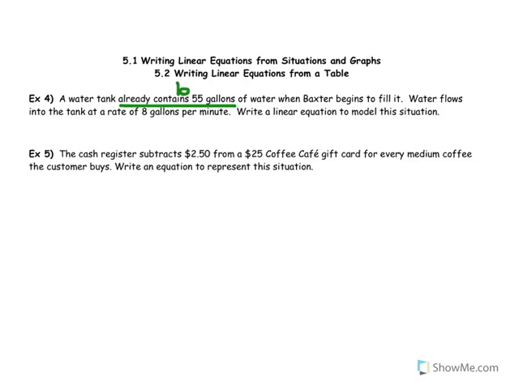It flows into the tank at a rate of 8 gallons per minute. I know this would be my M because that is my rate. I have Y is equal to 8 times X plus 55. That is my equation that models this situation. Let's move on to number 5. The cash register subtracts $2.50 from a $25 Coffee Cafe gift card for every medium coffee the customer buys.